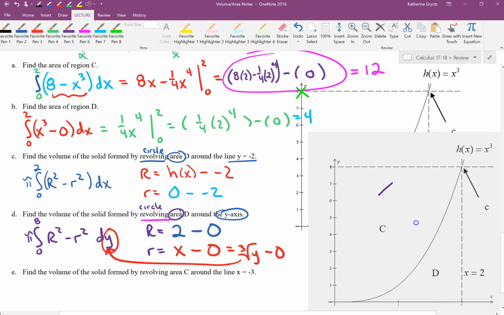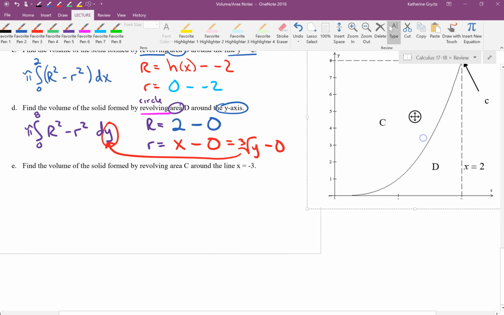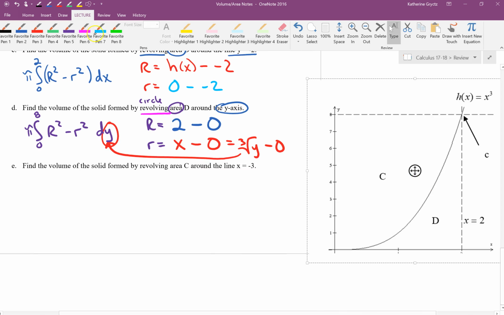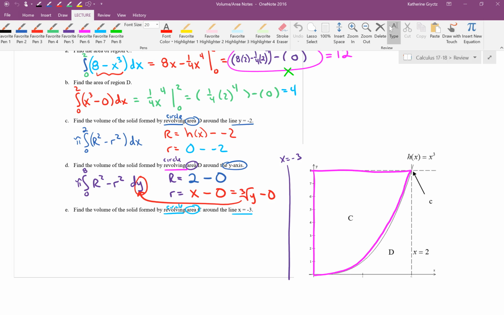Okay. The last one has something that is again not pictured on it. It says find the volume of the solid formed by revolving. So circles. Area C, so we needed to figure out 1 or 2 curves around the line x equals -3. X equals -3 is not pictured, so we need to draw it in. X equals -3 is right here. Area C, if you outlined area C, okay, that's what you would have. Okay, so x equals -3 is in there.